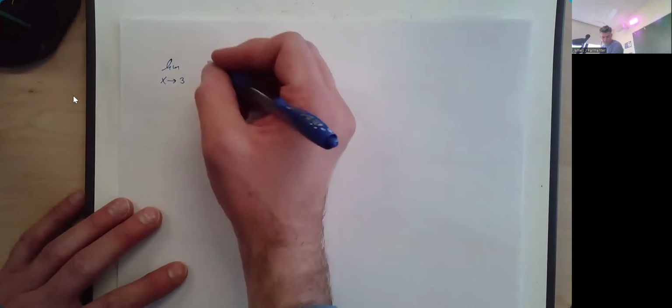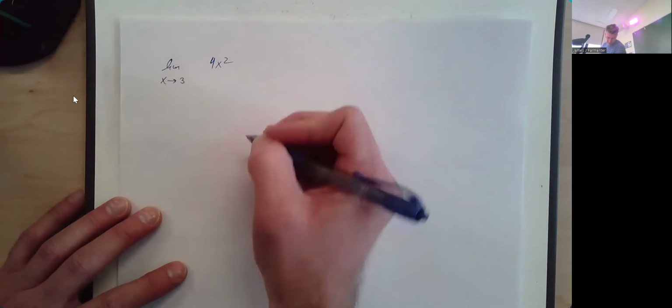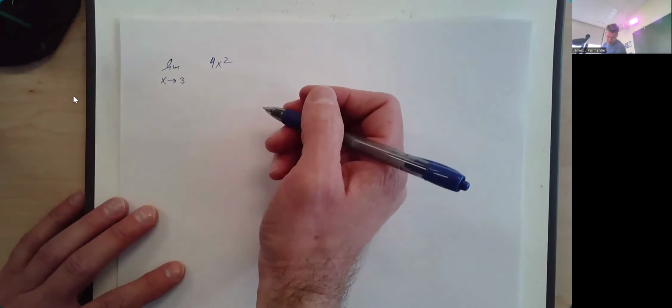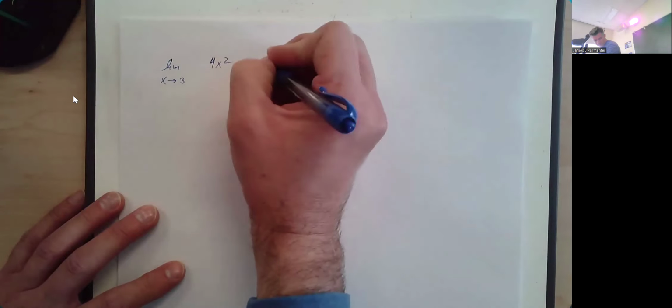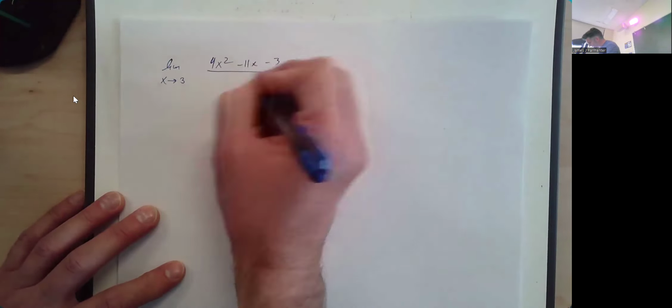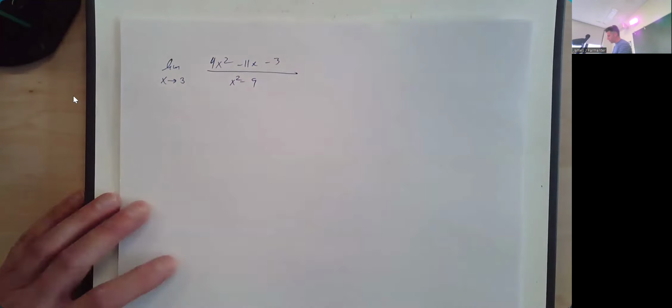Yeah. 3 of 4x squared, sorry, minus 11x minus 3 over x squared minus 9.